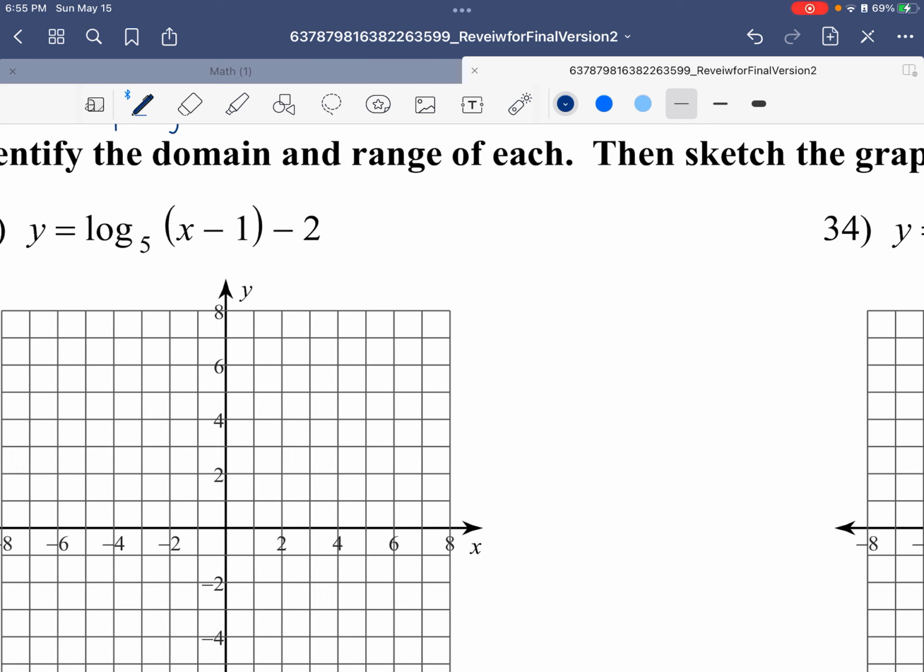So we're going to set the inside equal to 3 things: x minus 1 equals 0, x minus 1 equals 1, x minus 1 equals the base. So you want to set it equal to 0, 1, and the base. And what setting it to 0 does is it gives you your vertical asymptote, and that would be 1. So our vertical asymptote is 1.